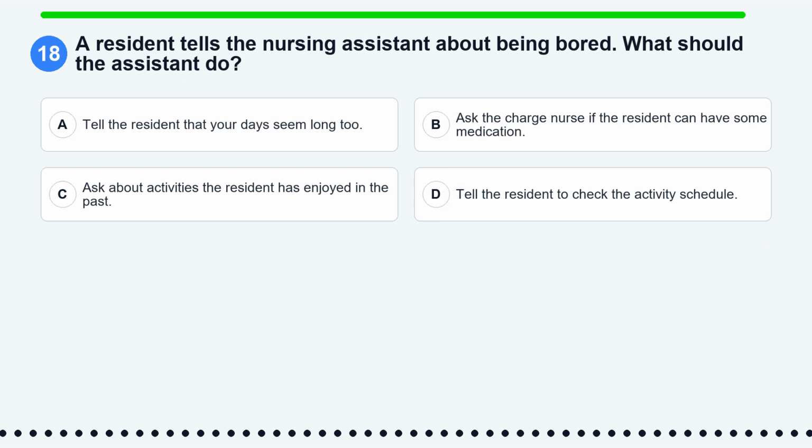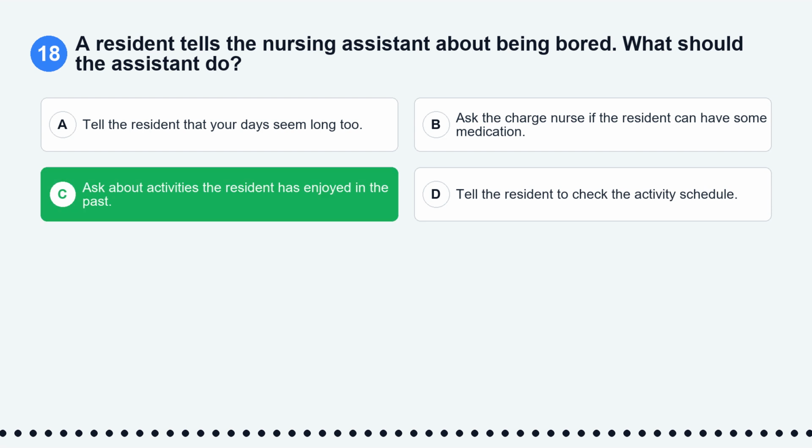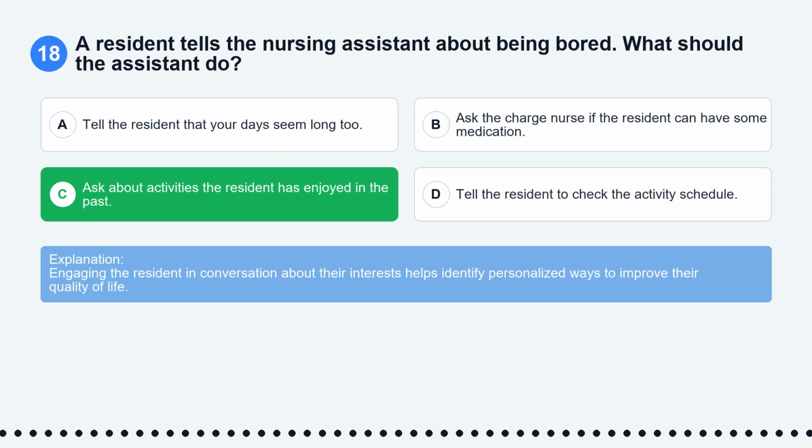Question 18. A resident tells the nursing assistant about being bored. What should the assistant do? Option A, tell the resident that your days seem long too. Option B, ask the charge nurse if the resident can have some medication. Option C, ask about activities the resident has enjoyed in the past. Option D, tell the resident to check the activity schedule. The correct answer is option C, ask about activities the resident has enjoyed in the past. Engaging the resident in conversation about their interests helps identify personalized ways to improve their quality of life.